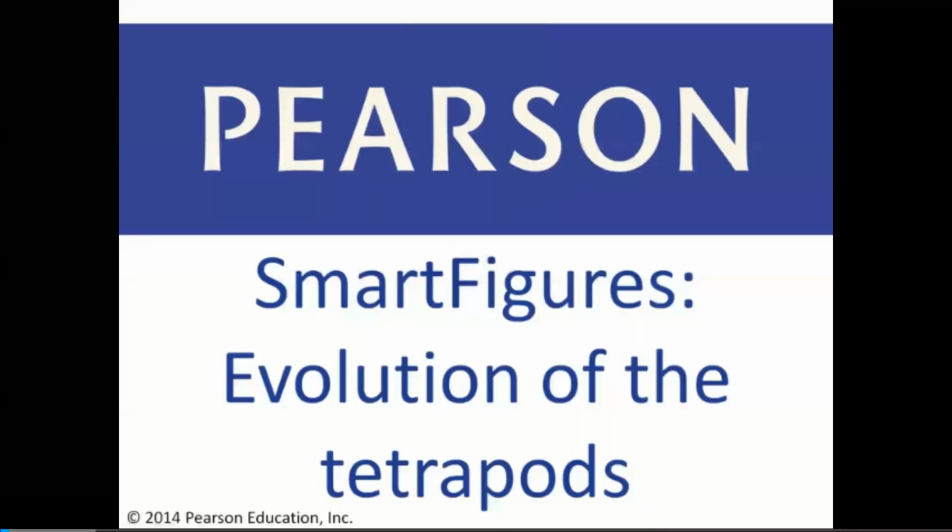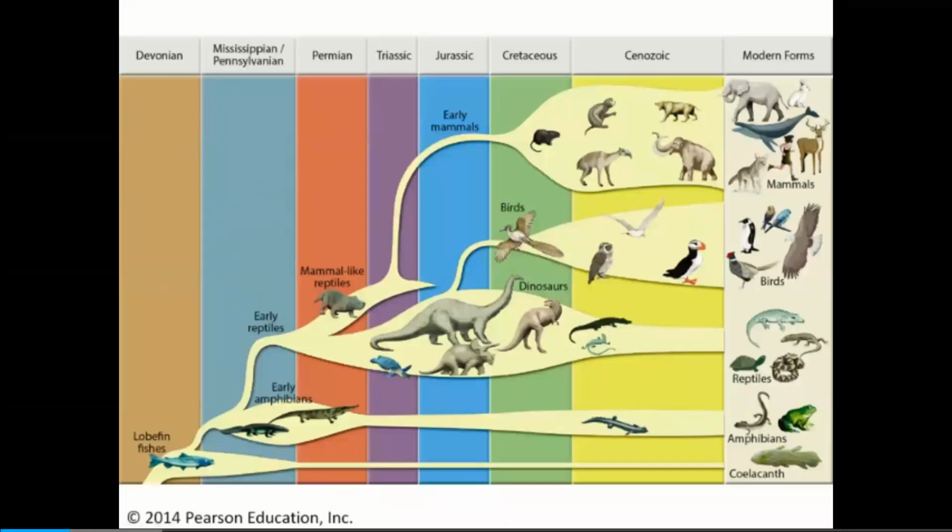Hi there, this is Callan Bentley. Welcome back for another smart figure. After watching this video, you should be able to describe the sequence of branching events that have resulted in the evolution of tetrapod animals. Now, the word tetrapod basically just means 4 legs or 4 feet.